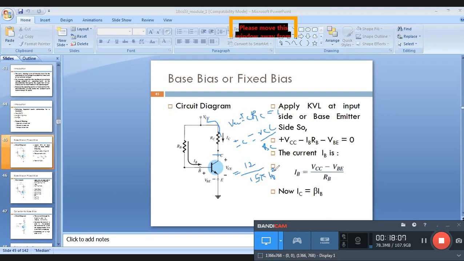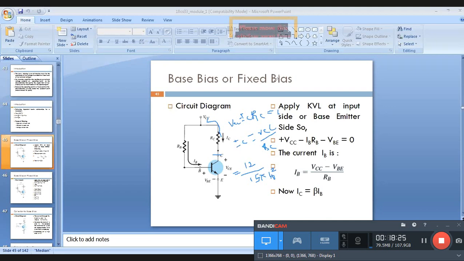Then you can apply the voltages for VCE also. You'll get 0.0024 or whatever it may be. That will also differ, and the output may vary. It will not vary the output constantly. Okay, it may vary.